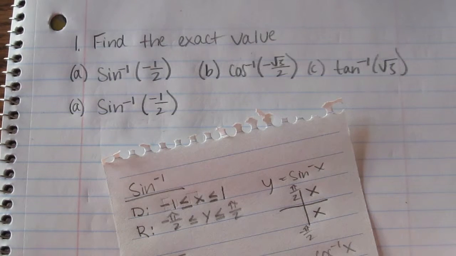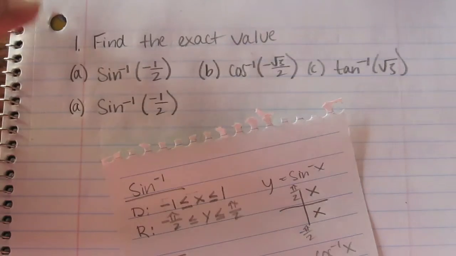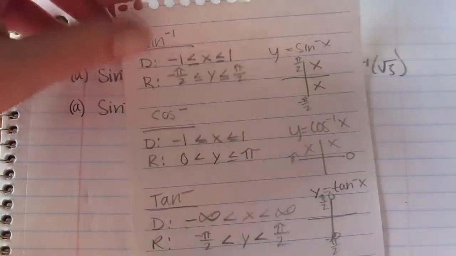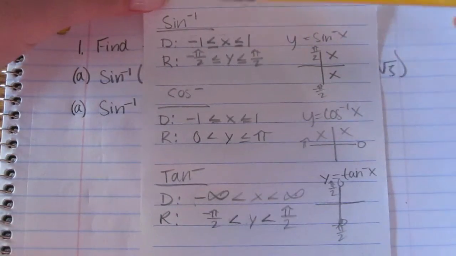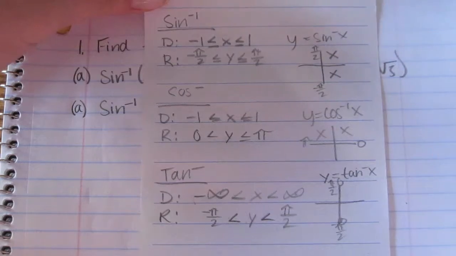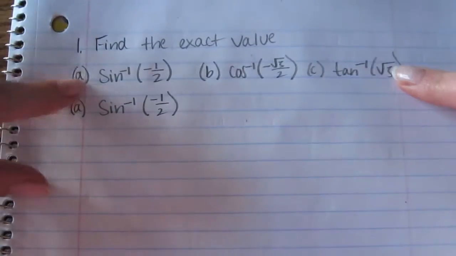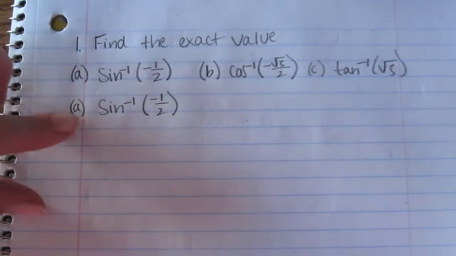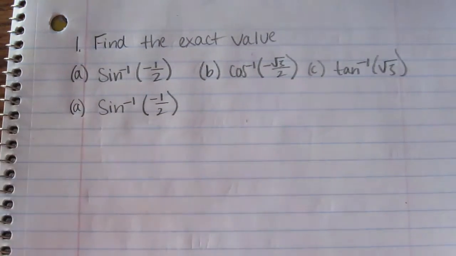Find the exact value. So we're going to be doing the inverse functions, and I just wrote on a separate sheet of paper the domain and range of each inverse. I just wrote this on a separate sheet of paper so that I could look back at it. But here I wrote down the three that we're going to be doing. And so we're going to start with the inverse sine of -1/2.